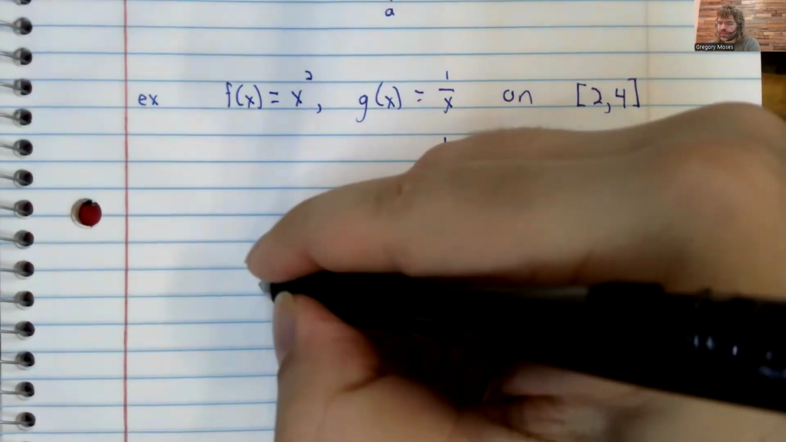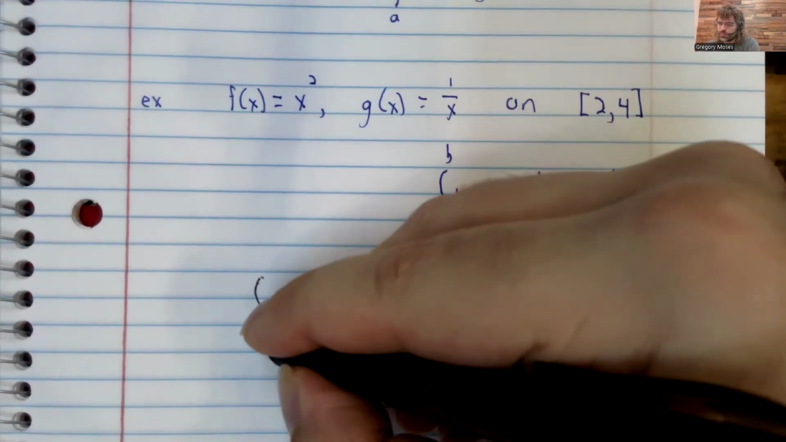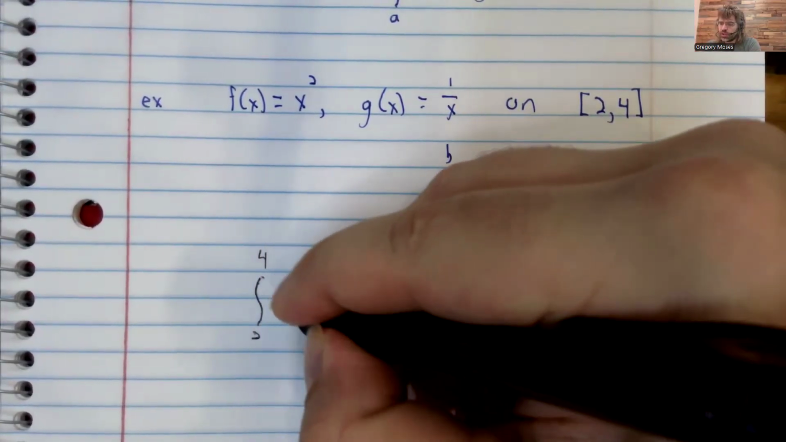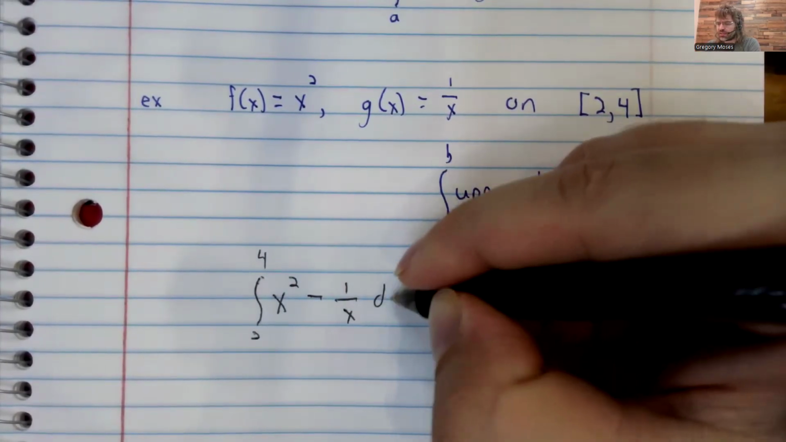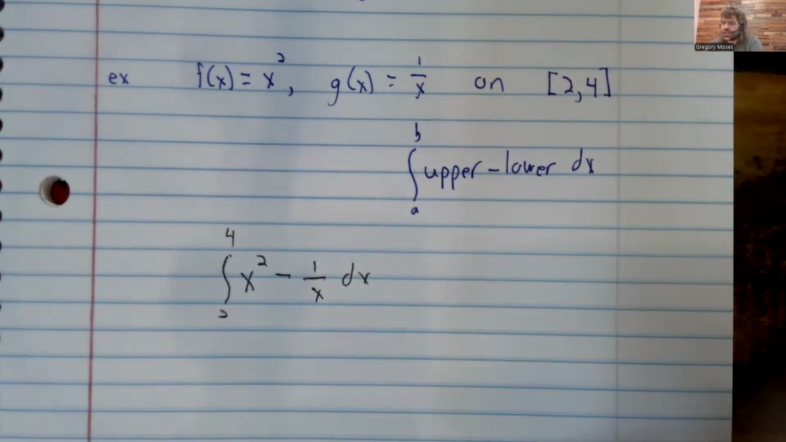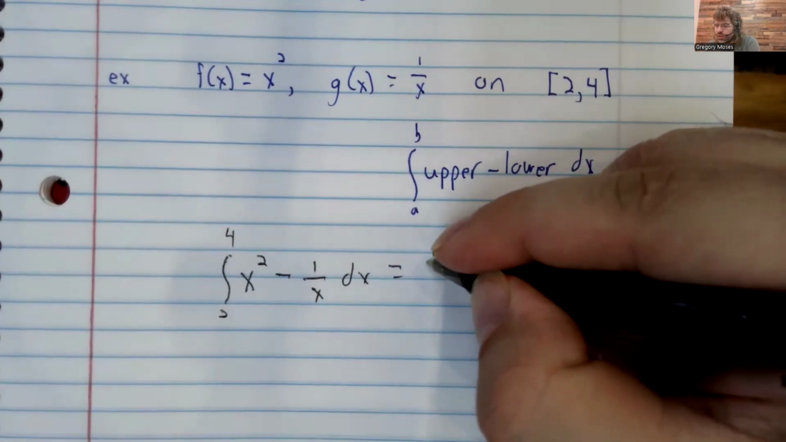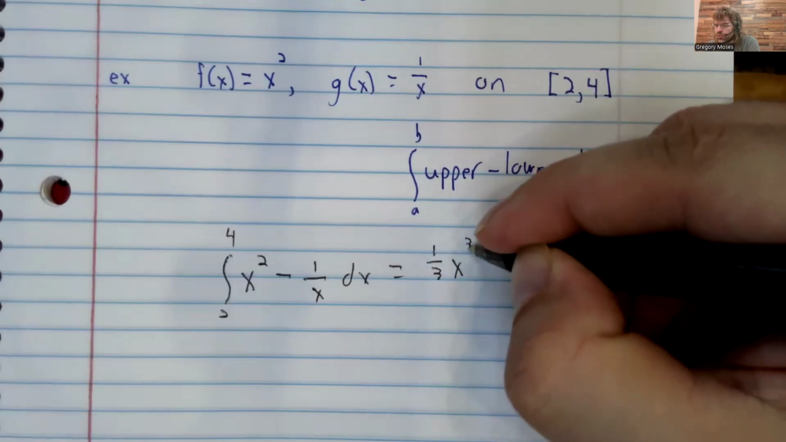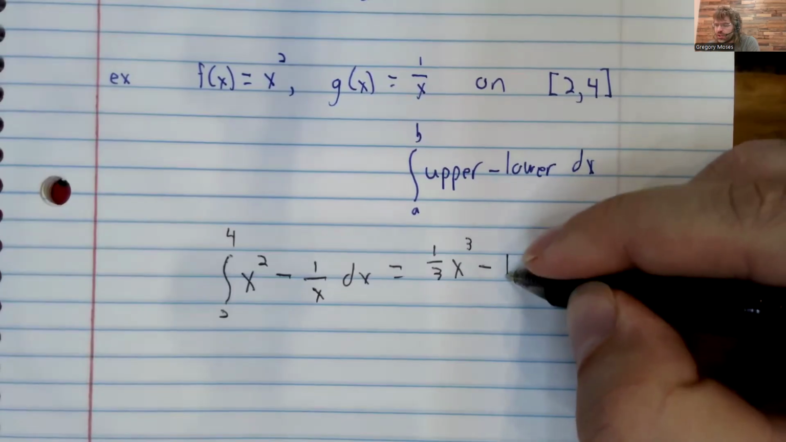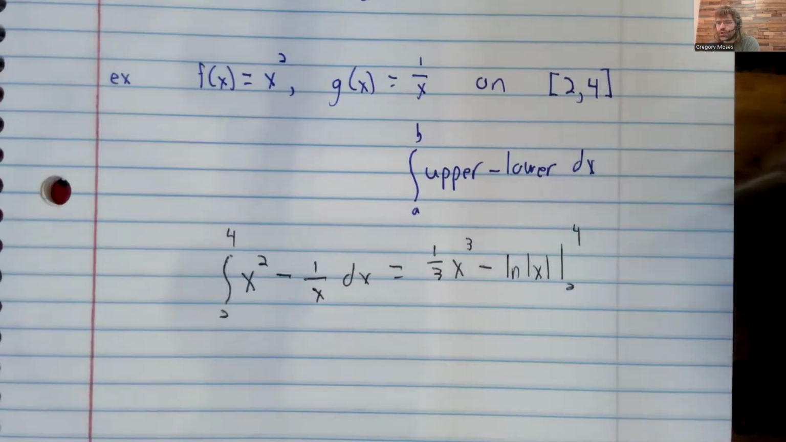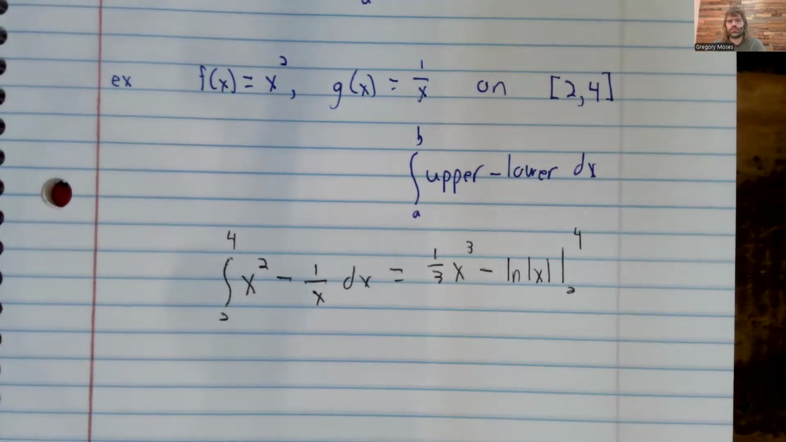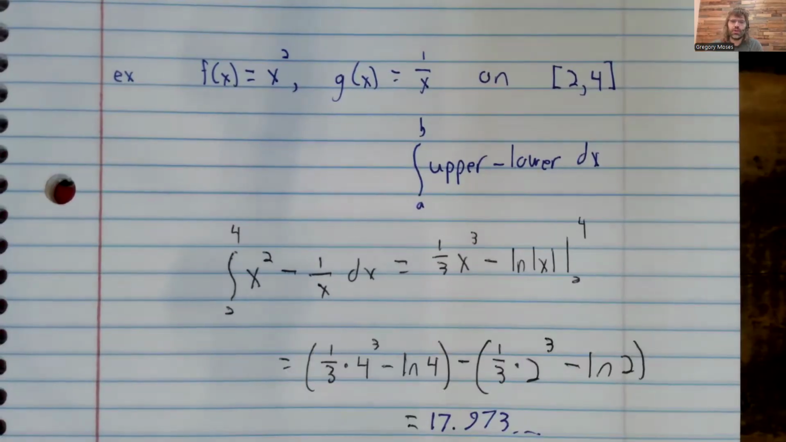So the upper minus the lower, we're going from 2 to 4. The upper is x squared, the lower is 1 over x. And then you take this integral. 1/3 x cubed minus the natural log of the absolute value of x from 2 to 4. And we get an infinite decimal, about 17.97.